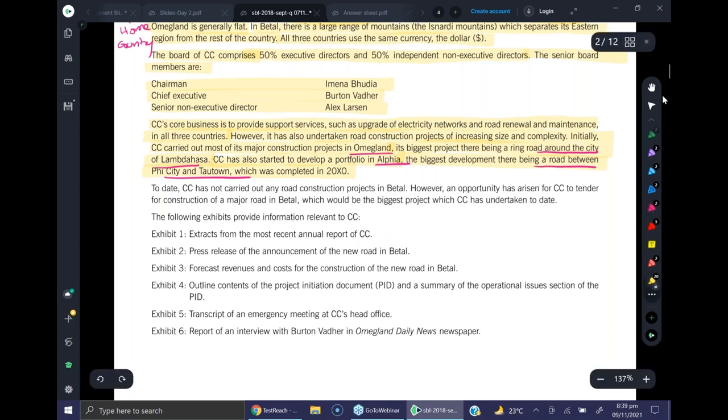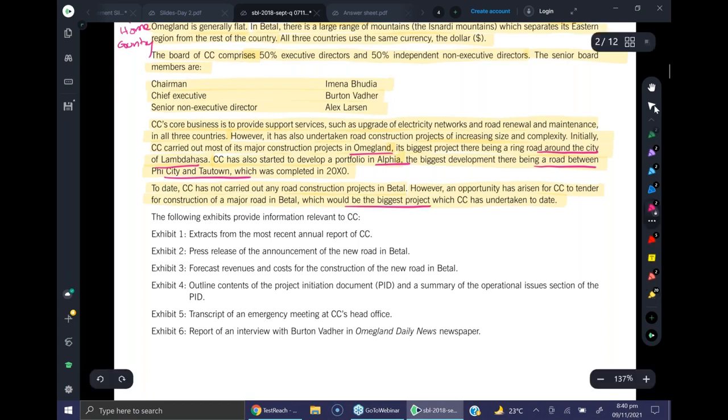To date, CC has not carried out any road construction projects in Beetle. So they haven't done any road construction projects in Beetle, the third country. However, an opportunity has arisen for CC to tender for construction of a major road in Beetle, which would be the biggest project which CC has undertaken to date. So they have a project coming up in Beetle, which is going to be the biggest project till date.